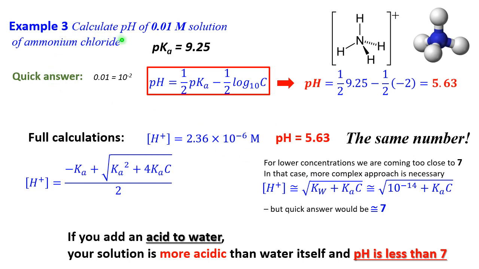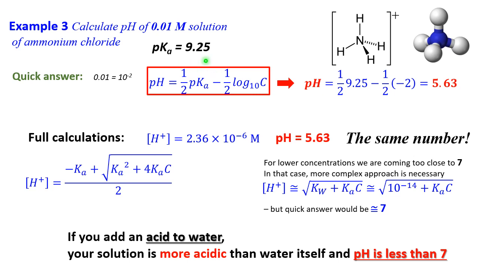Next, example 3. Let's calculate the pH of a 0.01 molar solution of ammonium chloride. Now, ammonium, as we have seen before, is an acid. Why? Because it can donate a proton. And it has a pKa of 9.25, so it's a fantastically weak acid in water. We can write a quick answer, because the concentration is 0.01, so 10 to the negative 2. And we have a very simple formula. We plug in the numbers, 1/2 of 9.25 and 1/2 of minus 2. We have 5.63 for pH. Full calculations using the full formula give me H plus 2.36 times 10 to the negative 6, and pH is, well, again 5.63. This is the same number.